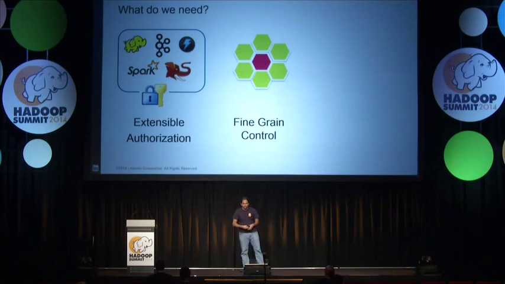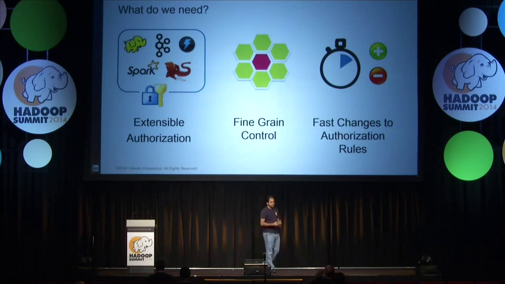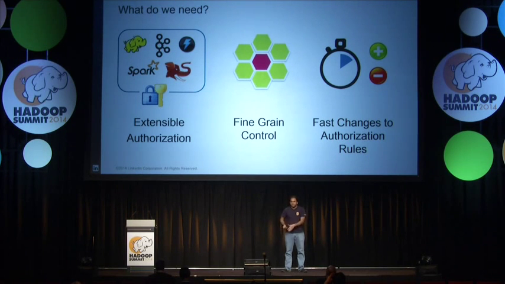And you need fine-grained control. We have seen that the data can be mixed, like all the PII information mixed with the public information. So you need fine-grained control. And you need fast changes to these authorization rules. For example, someone will come and ask, okay, I need this data, can you give me the access? You should be able to give it, or else you are reducing the efficiency of the user.